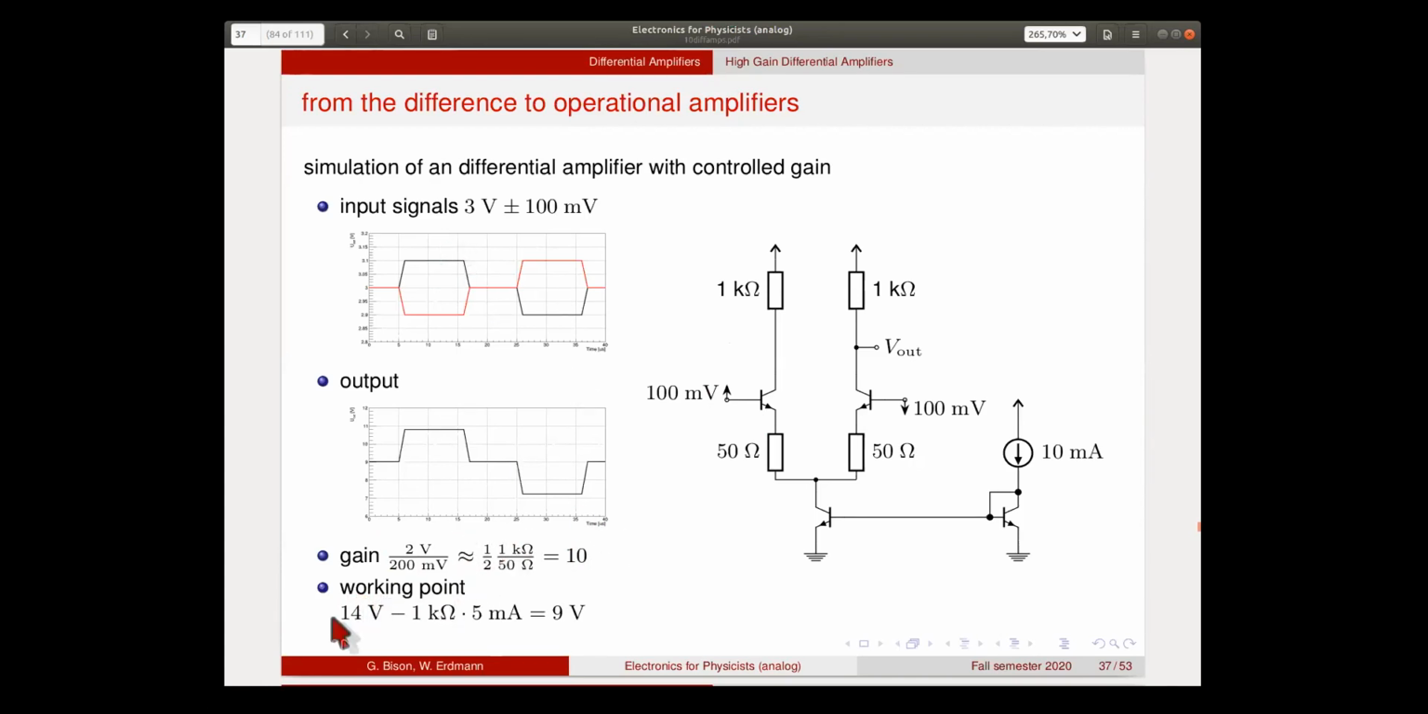Okay, so the working point now is given by the current that we send down here. So we operate this with 14 volt supply voltage. We have 10 milliamps going down here. So when this shares equally through both branches, we have 5 milliamps on both sides. So this one goes down 14 volts minus 1 kilo ohm times 5 milliamps. So here we are at 9 volts, and this is exactly what we see here in this simulation. Okay, so the DC current here affects the working point of this amplifier.